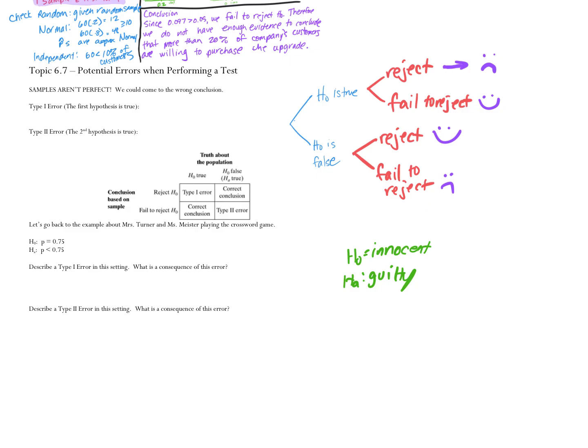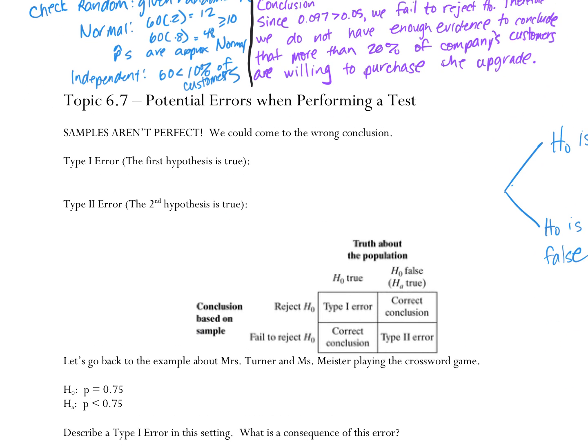And so, do we agree that there is a difference between sending an innocent person to jail and letting a guilty person go free? Both of them are a bad mistake, but they're different from each other. Is everybody good? Okay. So, when we run a test, if we make a mistake, there's two different ways it could happen. The first one is called a type 1 error. And in order to make a type 1 error, the null hypothesis is true, but we reject it.